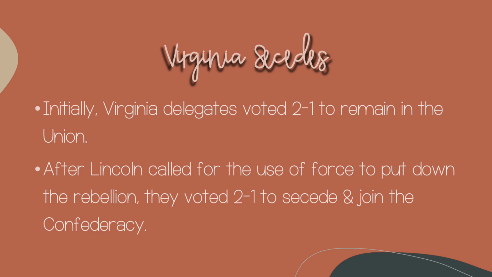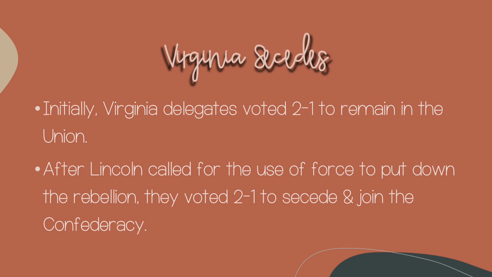In that vote, it was 2-1 in favor of remaining in the Union. Leaving the U.S. meant losing its protection, and they weren't ready for that. Then, news spread of Fort Sumter, including Lincoln's order for the use of force to stop the rebellion. They came together again for another vote, and this time the vote was 2-1 in favor of seceding.